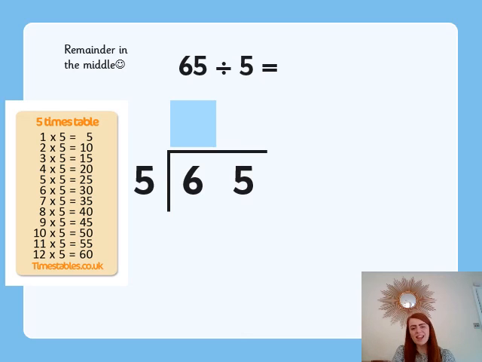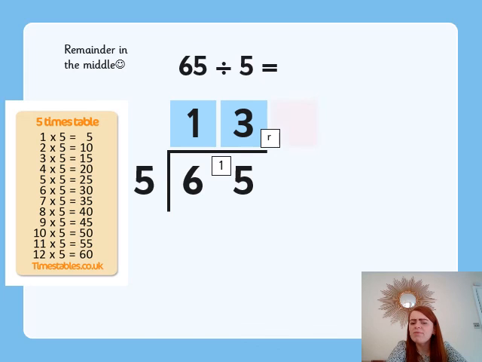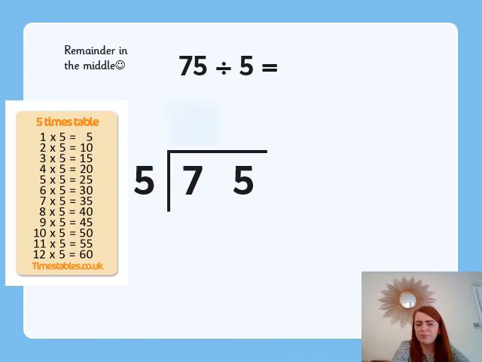Right, I've got another question. This time I want you to pause the video and have a go at it on your own. 65 divided by 5 this time. Okay, and play when you're ready. So how many 5s are in 6? Well, 1 5 is in 6. I'm going to have 1 left over. And now I'm looking to say, well, how many 5s are in 15? 5, 10, 15. 3 5s are in 15. Am I going to have a remainder? No, I don't have a remainder this time. So 65 divided by 5 is 13.